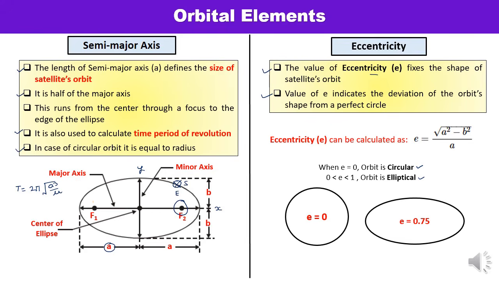You can see here two shapes have been drawn. First is the circle, where the value of e is 0. The other is the ellipse, where the value is greater than 0 but less than 1. Tentatively I have written 0.75. So this is how you can define the eccentricity.